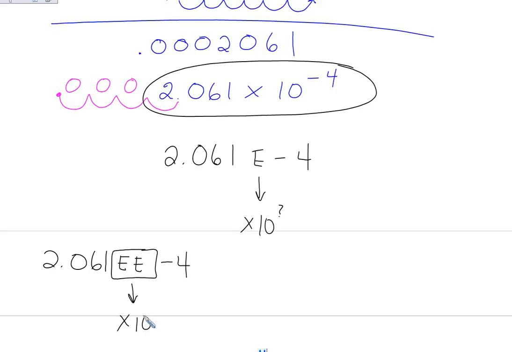If you're a caret person, you can do this as 2.061 times 10 caret -4. You can do that. Just a fair warning that if you want to continue doing calculations, you'll probably need to put this in parentheses. Otherwise, your calculator won't do order of operations correctly.